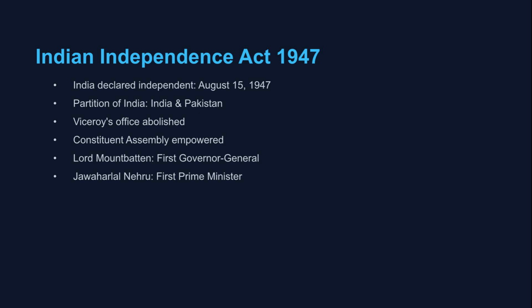At midnight on August 14, 1947, British rule ended. Lord Mountbatten became the first Governor-General of independent India. Jawaharlal Nehru was sworn in as the first Prime Minister. The 1946 Constituent Assembly became India's parliament and proceeded to draft our constitution.